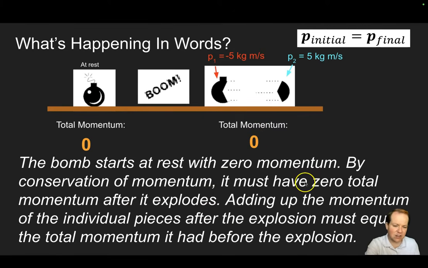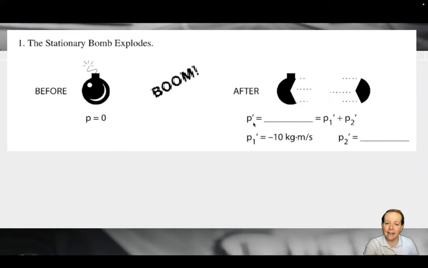Well, and sorry if my head is kind of in the way, if I add up the momentum of the individual pieces after the explosion, they must equal the total they had before. Again, the total before was 0. So the total after is 0. So when I add up these pieces, they have to add up to be the total. Remember, that's what total means. You add them up. Okay? So we use the idea of conservation of momentum to figure out what the momentum is in total before and after. And then like a little puzzle, you could kind of figure out what the pieces have to add up to be. That's the idea.